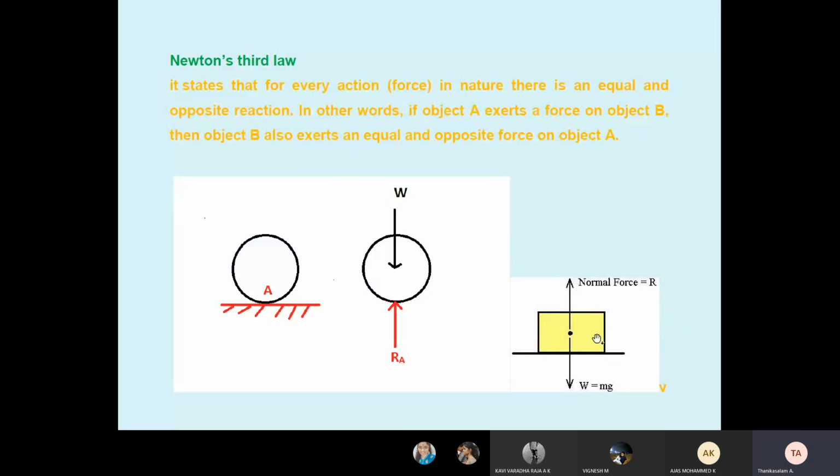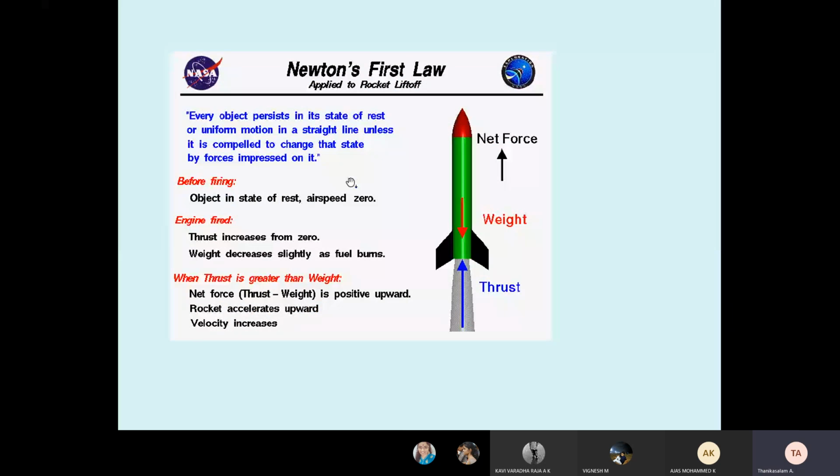Okay. See the next diagram also. The yellow wooden block is resting, weight is acting downward, reaction acting upward. See the example for Newton's first law. Every object persists in a state of rest or uniform motion in a straight line unless it is compelled to change that state by forces impressed on it. Any body has only two states: rest or continuous motion in a straight line.